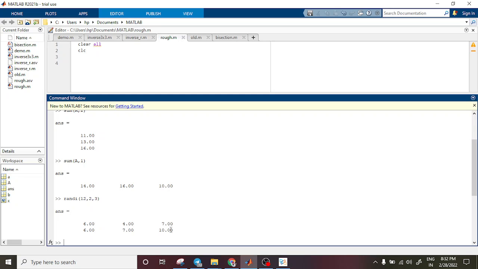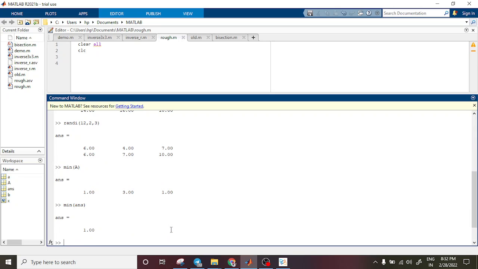From that, if I have to find the minimum number of that matrix A, this is the minimum number. It takes it from all the rows. So minimum, and again the minimum of this answer. Okay, now you are getting the proper minimum number.